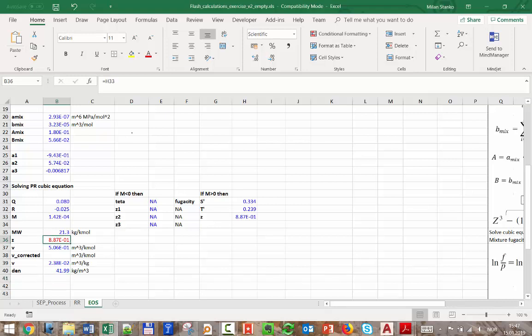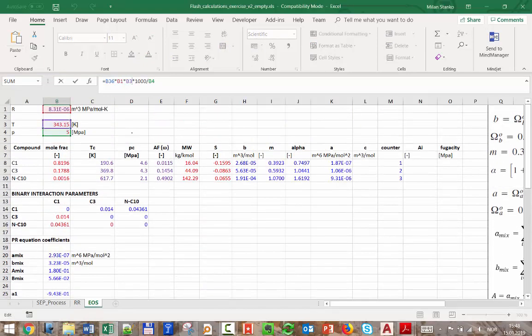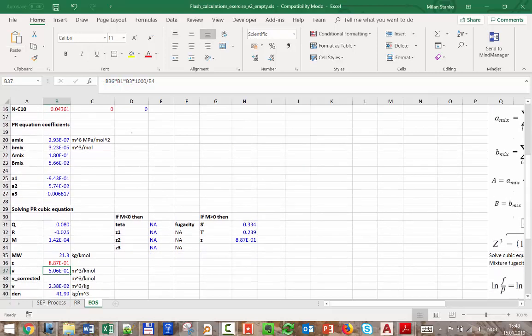So we said M is greater than 0, so Z is this number. I put it here. The volume is then Z times R times T divided by P, and I multiply by 1,000 because here R is in moles, and the molecular weight is in kilogram per kilomole. So kilomole should cancel with kilomole. That's why I multiply by 1,000. And I wanted to change units from cubic meter per kilomole to cubic meter per kilogram, so I simply divide by the molecular weight. So kilomole gets cancelled above and below. Then finally, the density is just the inverse of the specific volume. 41.9.